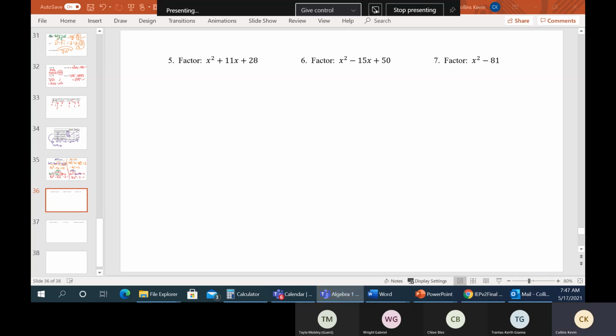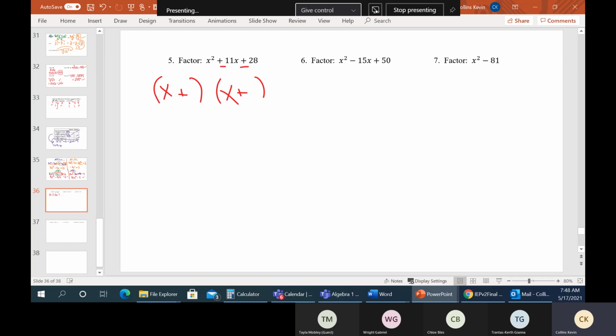Okay, so for the first one here, everything's plus, right? So go ahead and set up shop. So then we've got X and X. Plus and plus here means plus and plus here. So then we need two factors of 28 that multiply together and give you 28, add together and give you 11.